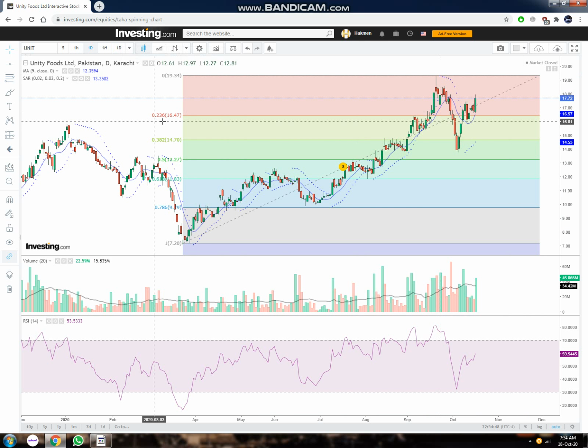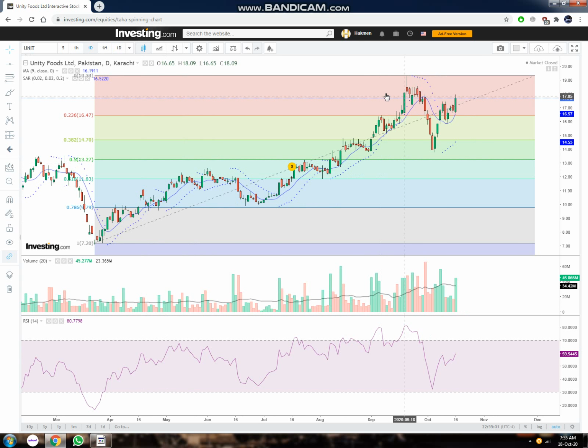This is the 23% retracement level. This is the 38% retracement level. This is the 50%. This one is the 61% retracement, and this is the 78%. So now, how are you going to say how low the pullback will come?